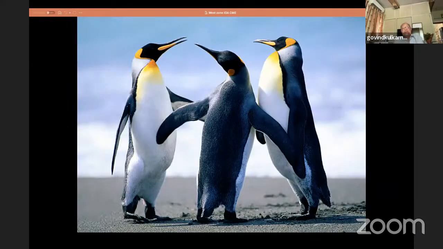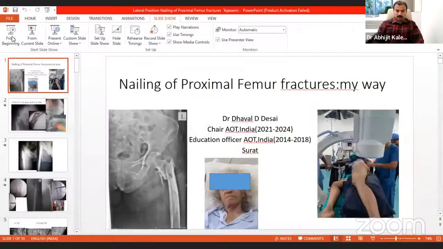Thank you very much. Thank you, Dr. Kulkarni sir, for a wonderful presentation. We'll take questions on this talk together with the other 2 talks. So let's move over to the 3rd talk of the session, which will be none other than by Dr. Dhaval Desai, who's the chairman of AO Trauma India. Sir will be speaking on proximal femoral fracture nailing. Over to you, sir. Yeah, one second.